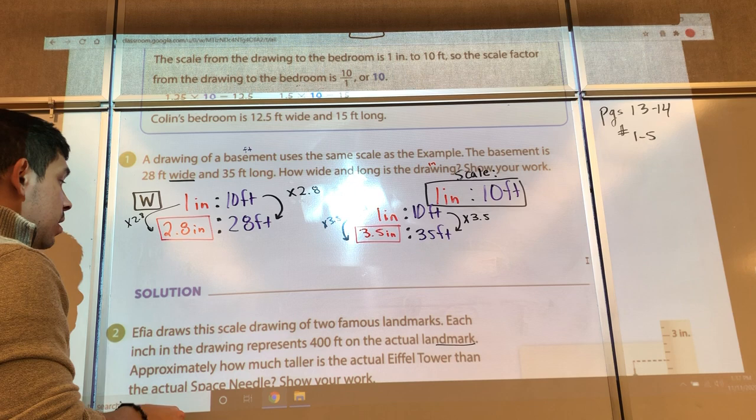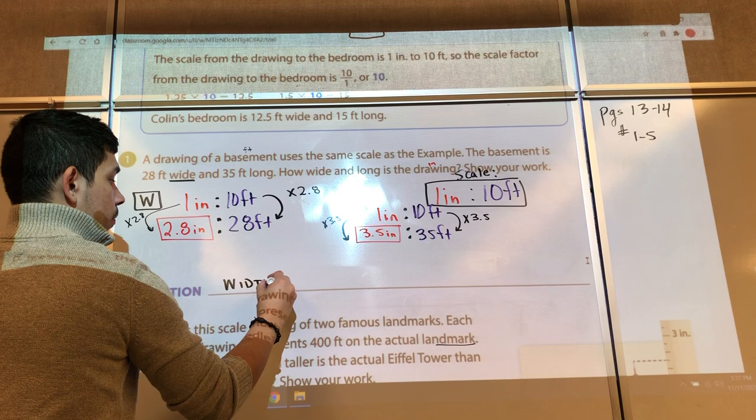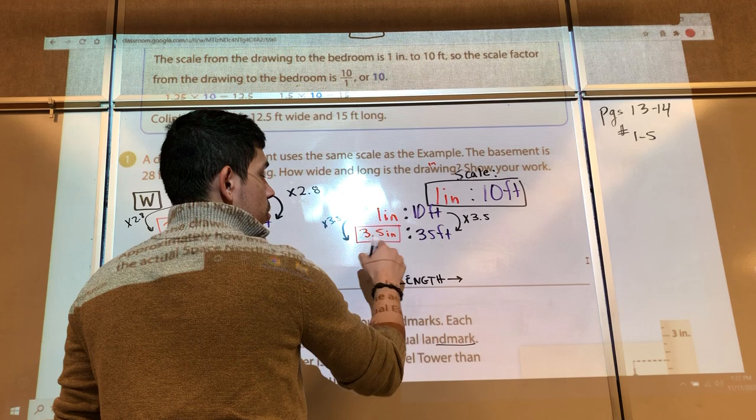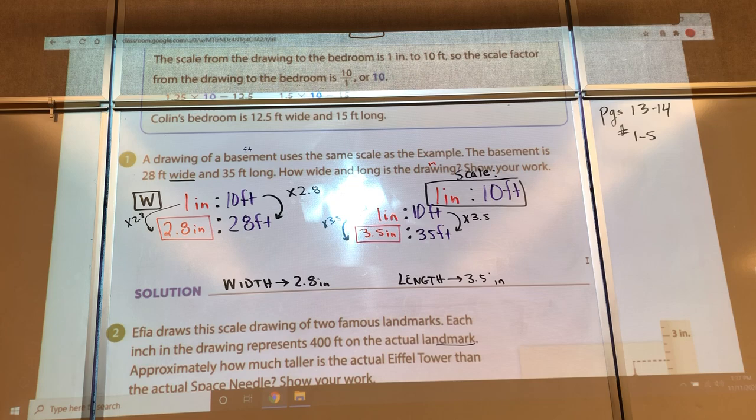So, ladies and gentlemen, what is the answer? What is the solution to this? Well, the width is 2.8 inches. The length is 3.5 inches, just like that, okay? I'm gonna go scroll down. So if you need to pause this video to get this down, no problem.